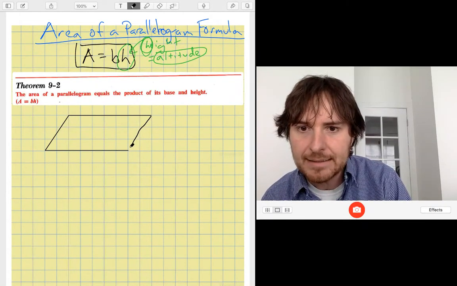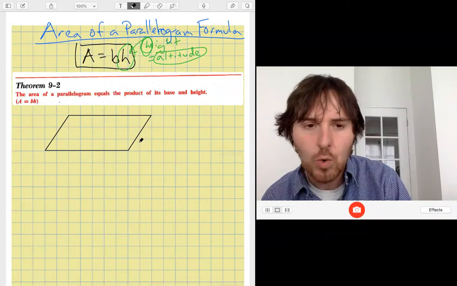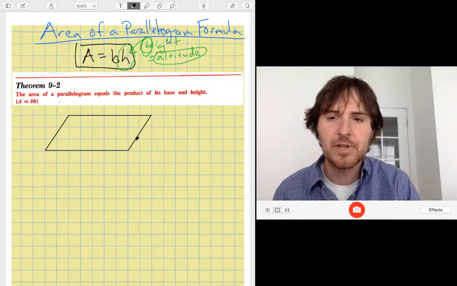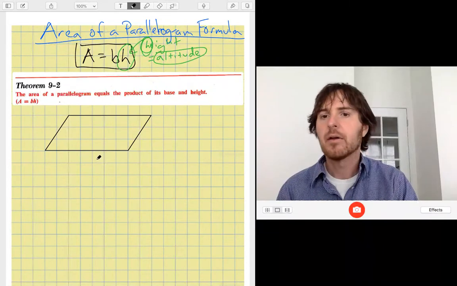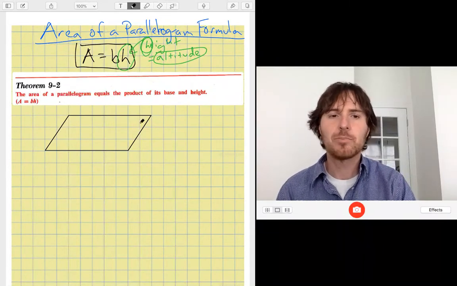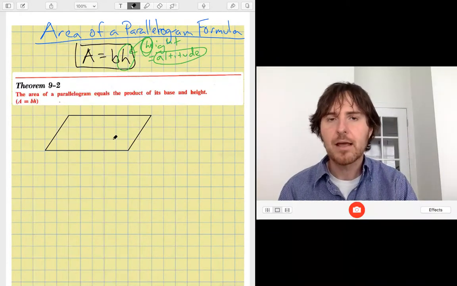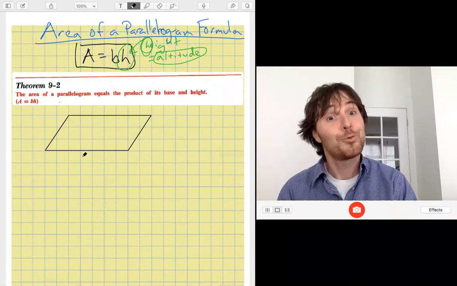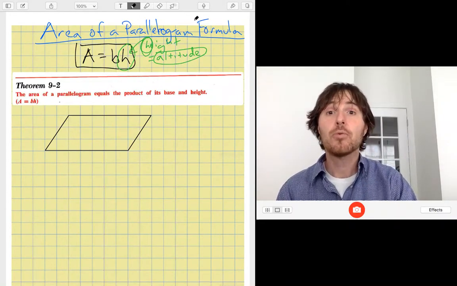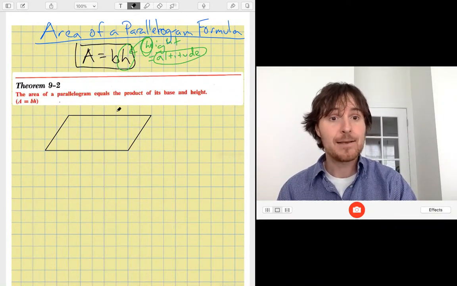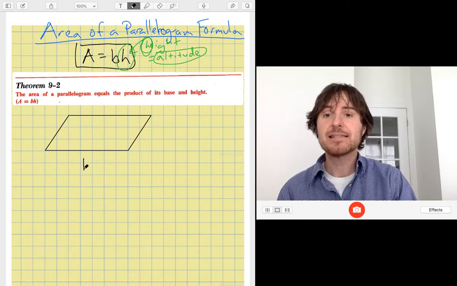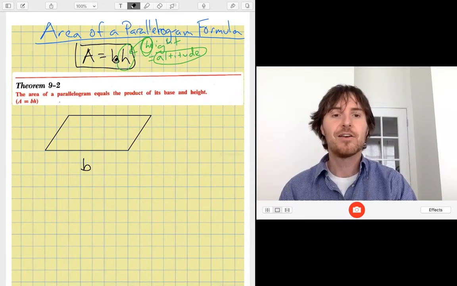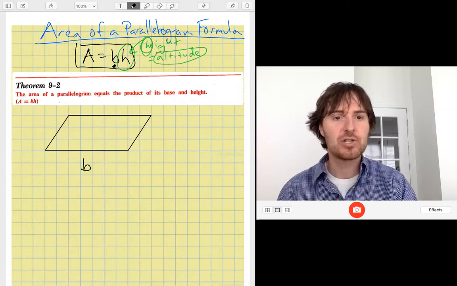Nothing particularly fancy or noteworthy about this one. I don't want to just draw a rhombus, or a square, or a rectangle. I don't want to draw a particularly special parallelogram. I want a generic parallelogram, so I can prove this theorem. The key thing about the dimensions is I'm going to mark this as b. Remember, lowercase is for side lengths, the one-dimensional things.